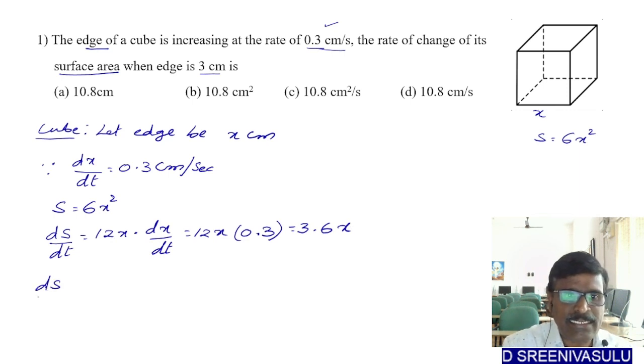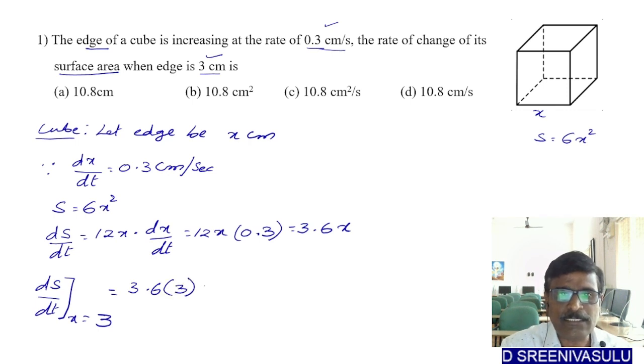ds by dt, we want to find out the rate of change of surface area when the edge is 3 centimeters. That is x is equal to 3 centimeters. Then 3.6 into x is 3 centimeters. Multiply this. This is equal to 10.8, surface area means centimeter square. The correct option is 10.8 centimeter square. B is the correct option.